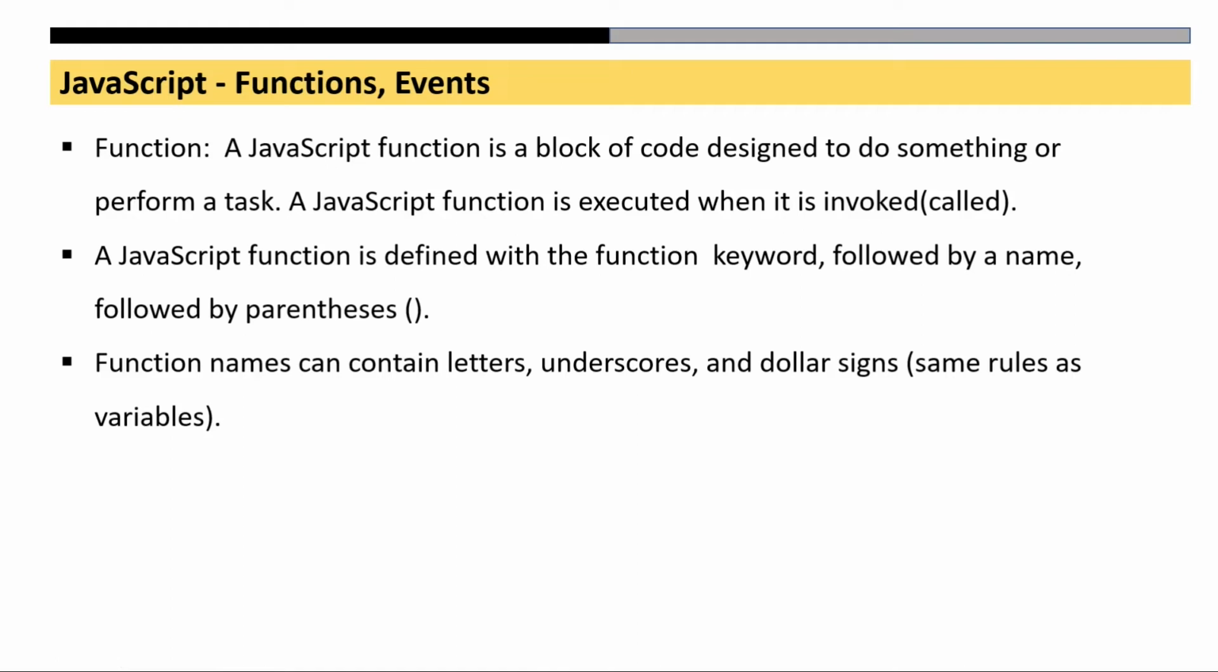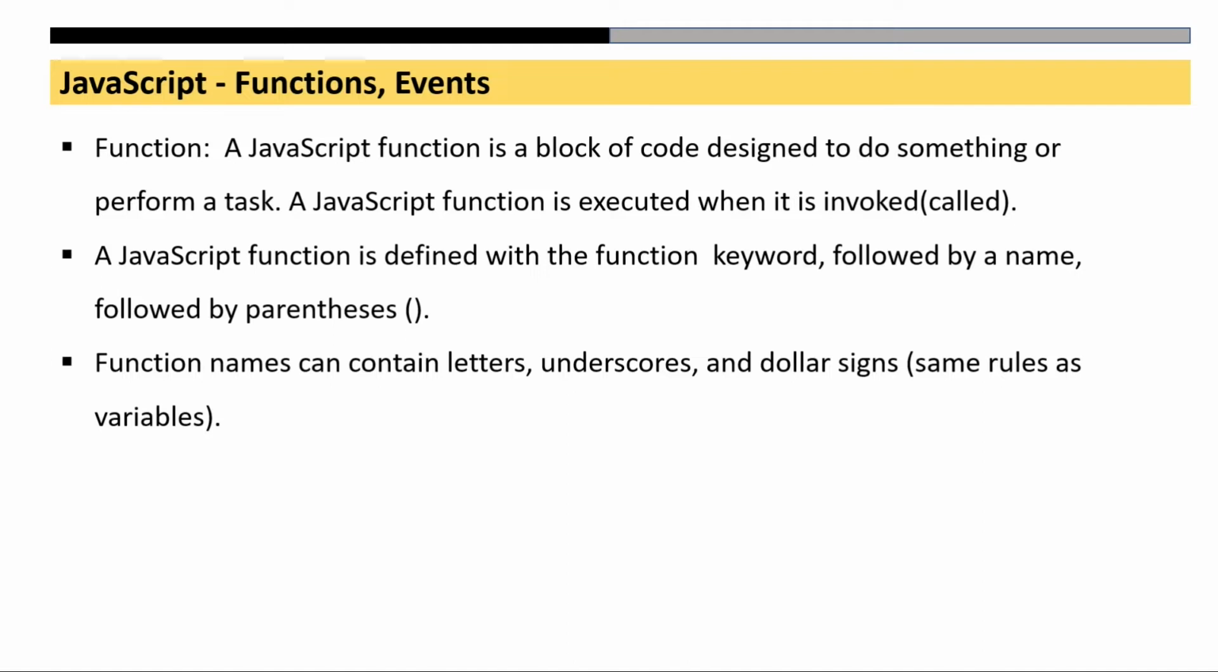Hello everyone. In today's video, we are going to see what functions and events are in JavaScript. We are going to start with functions first. A JavaScript function is a block of code designed to do something or perform a task. Basically, we create functions so that we can have a modular approach in our code. That means we break our code into functions and call those functions wherever we need them. Calling those functions means calling that block of code whenever we need it. This will enhance code reusability.